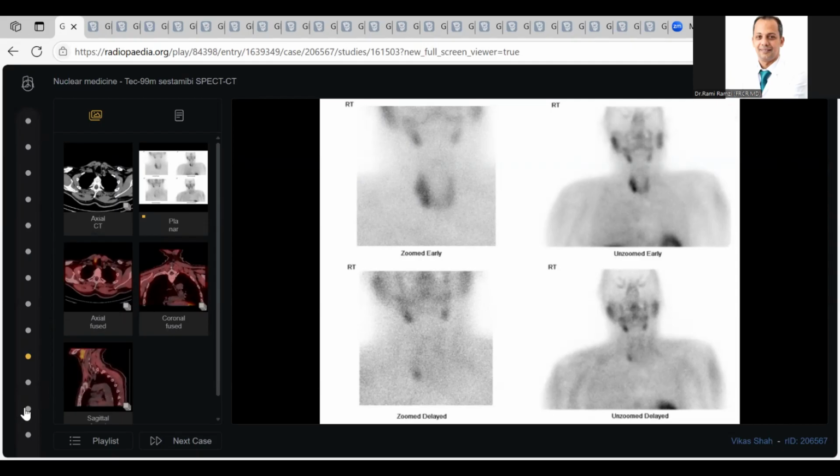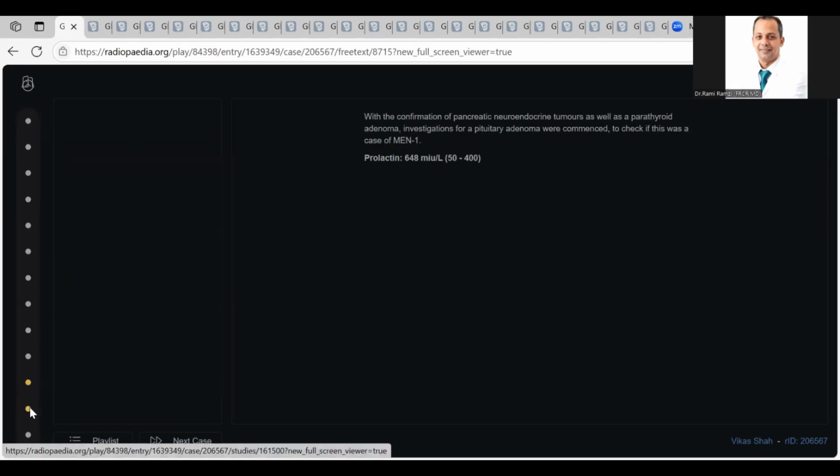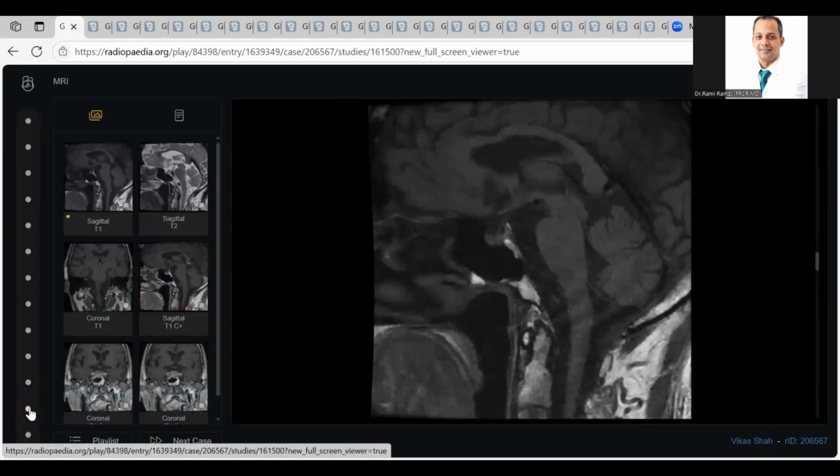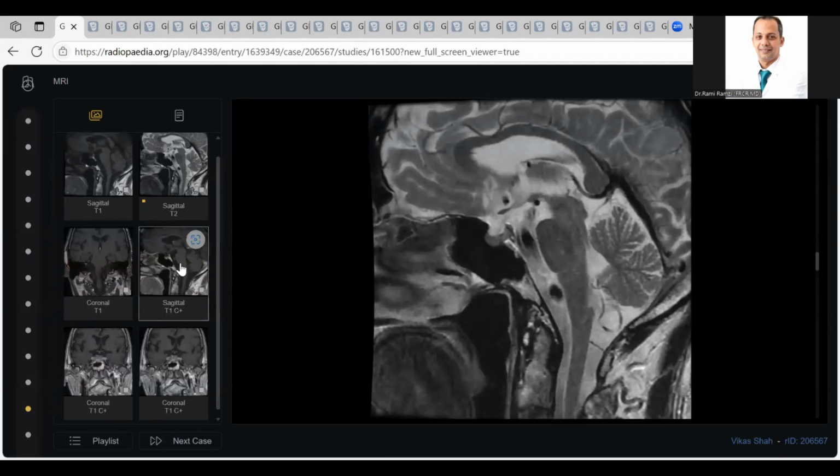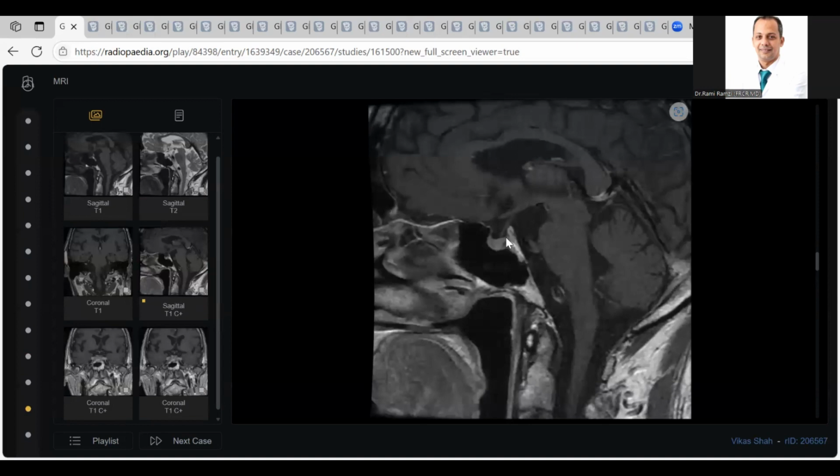Then you wait, both of you are waiting for me. The examiner will not accept it like this. Anyway, there is a hypo-enhancing pituitary microadenoma. So we are dealing with MEN type 1. MEN type 1. Thank you so much. It was a very long, difficult case. Next candidate.